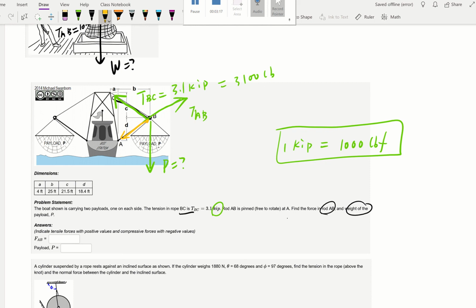Remember, you're going to get an answer. If you assume this is going to be this yellow color, your answer is going to be a negative value. And that negative value corresponding to this yellow arrow means the true direction is actually pointing upward. So it really doesn't matter. You could go either way. Okay, so I'm going to erase that. Then you can solve for your TAB and P.